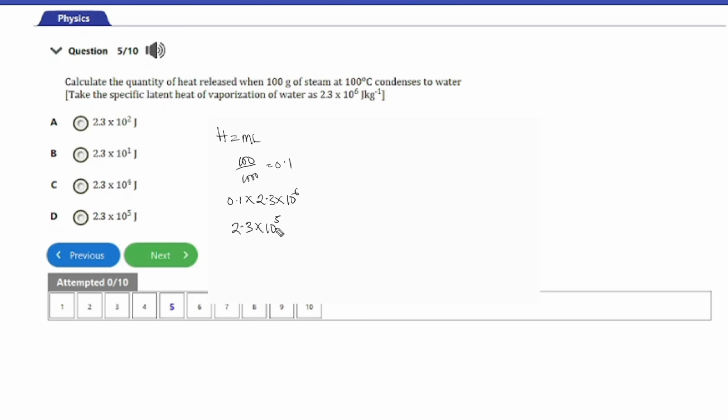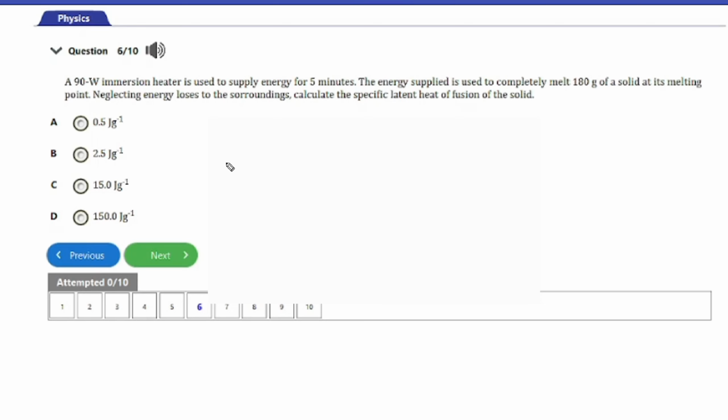So that's it for this question. Let's go ahead and consider the next question, guys. So that's question number 6 here. It says a 90 watts immersion heater is used to supply energy for 5 minutes. The energy supplied is used to completely melt 180 grams of a solid at its melting point. Neglect energy loss to the surrounding. Calculate the specific latent heat of fusion of the solid.